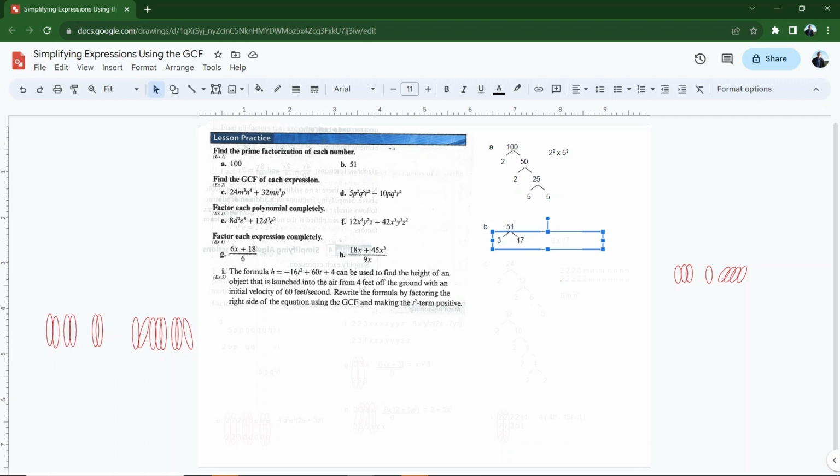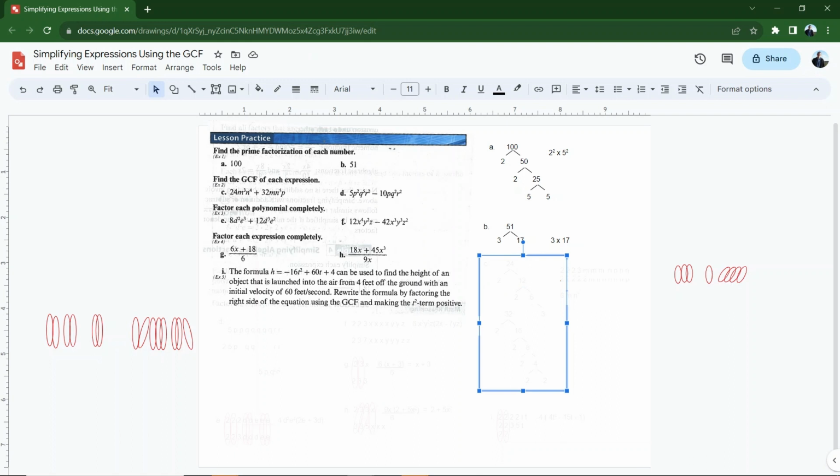So if you're really good with those divisibility tests, it's going to help you out a lot in this lesson. 3 is prime, can't be broken down any further. 17, as I'm thinking through it, is also prime. So I'm already at my prime factorization for 51. It's just 3 times 17. All right, let's move on to the next one.